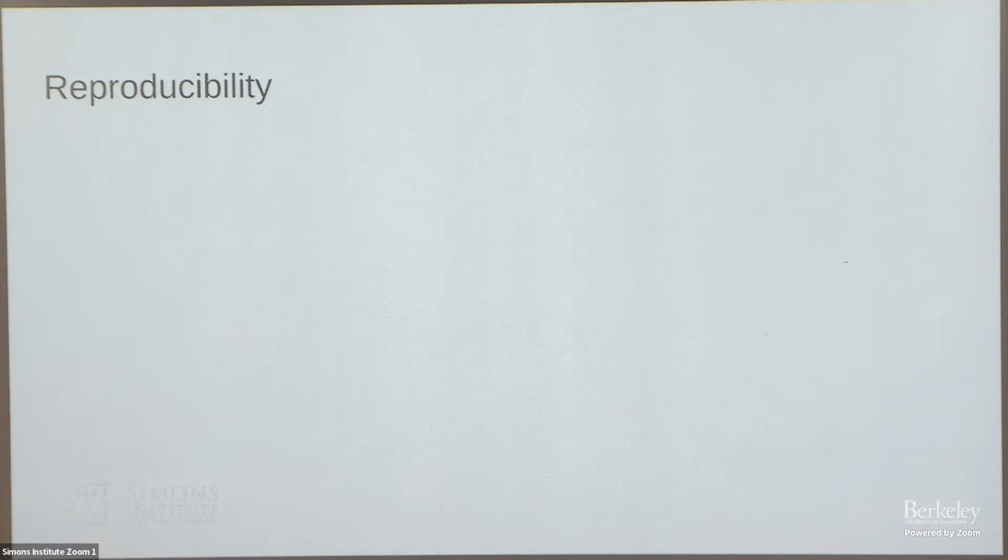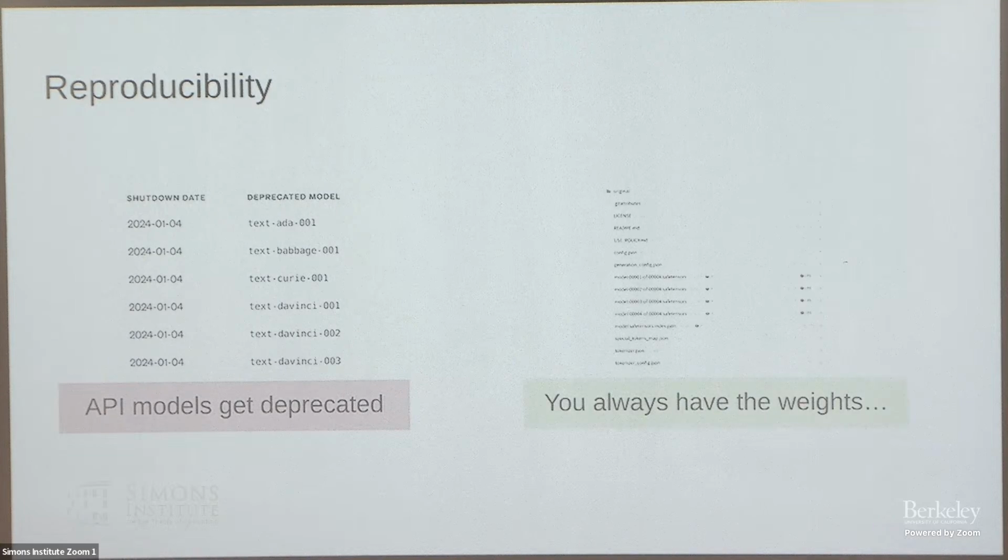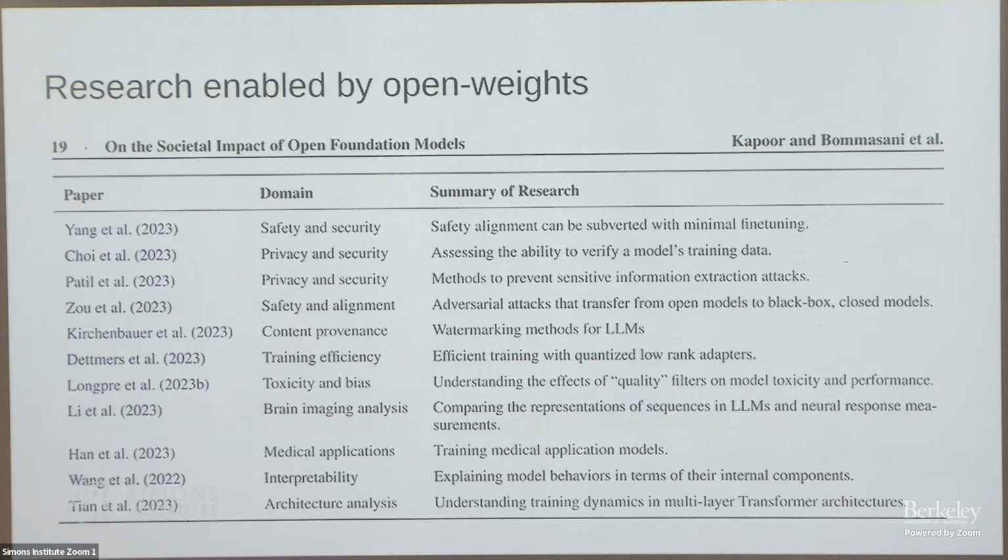One advantage that you get from open weight models right off the bat is reproducibility. I don't know how many of you have used Text DaVinci 003, the OpenAI model. So some of you. Well, too bad it's gone now, because these API models get deprecated, which means that any of the results from back then you can't replicate anymore. Whereas if you had open weight models, then you always have the weights on your hard drive, or as long as Hugging Face is still there, you can download them with Hugging Face. There's a lot of research that's opened up by open weight models.